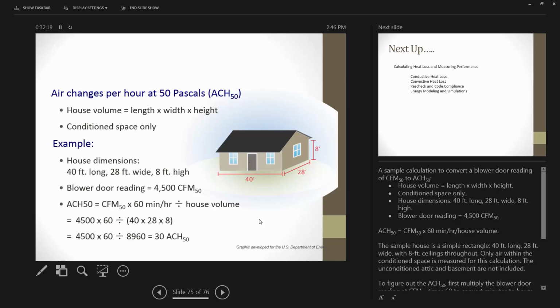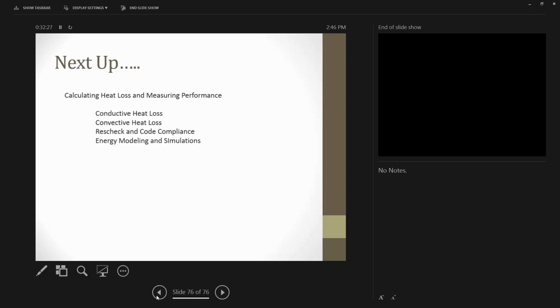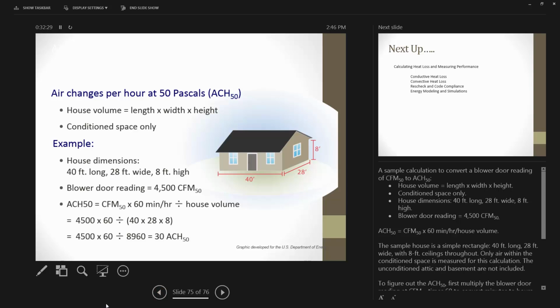And so to calculate our air change per hour, we take that cubic feet per minute reading, times 60, because we're trying to get this at an air change per hour rating, and then we divide that by the volume of the house.